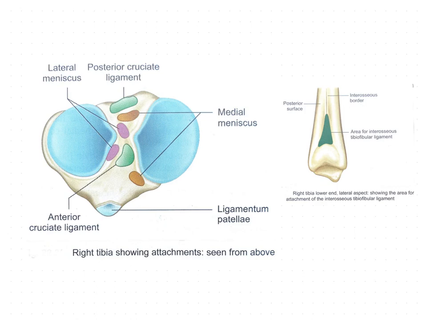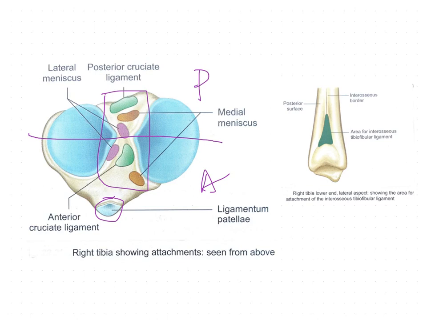So now we will see the attachments on the superior aspect of the tibia. From anterior to posterior, here you can find the ligamentum patellae. Now, as we know, in the upper view of the tibia you have an area called the intercondylar area. Many structures are attached here, and to understand these structures, we are going to divide this upper part into anterior and posterior side.